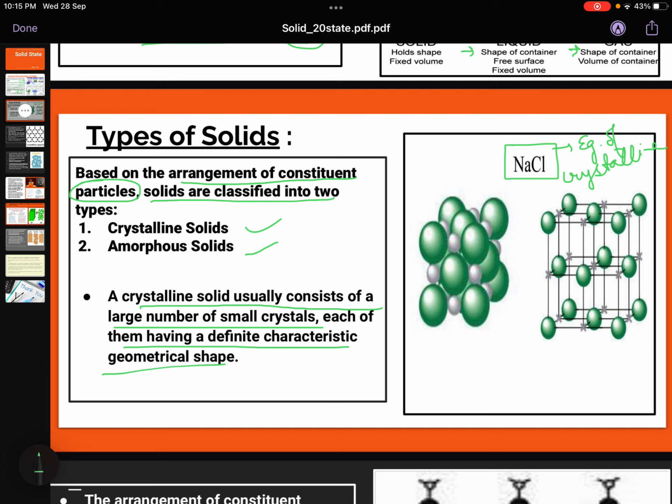So when you look at its structure here, these green balls are representing the Na+ ions and these silver balls are representing the Cl- ions. So the Na+ ions and the Cl- ions are arranged in a particular geometrical shape. They have a particular arrangement followed in 3D. Okay, so it is called a crystalline solid.